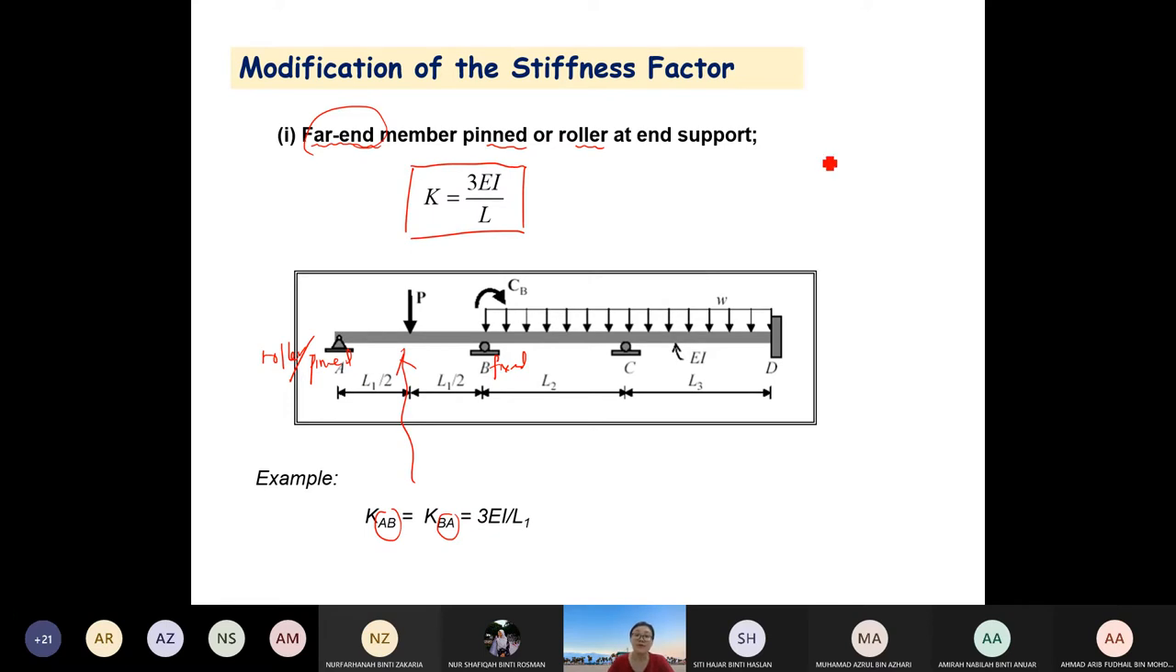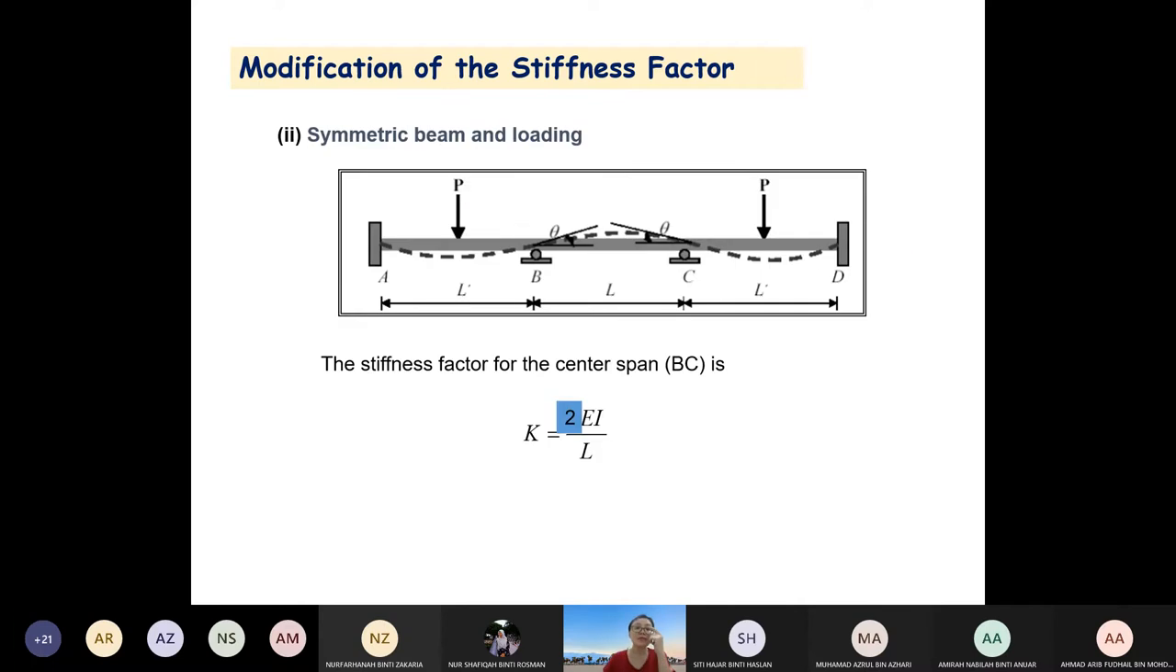So what if I add another condition? What if it is a cantilever end? Then K will be equal to 0. So please add this in your notes.